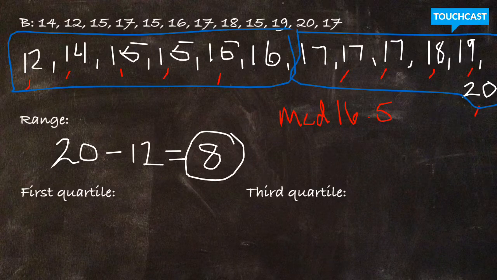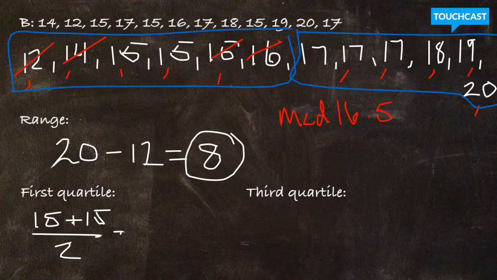So let's find the first quartile. We're going to find the median of the lower half of our data. So we can cross out the 12, 16, 14, and we're stuck between two 15s, which means for our first quartile, we need to add 15 plus 15 and divide it by 2. So that's going to give us 30 divided by 2, which is 15.